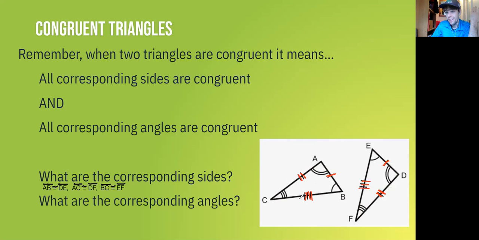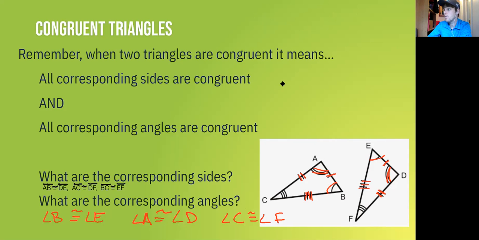What are the corresponding angles? So same idea here. We're just going to match up the angles that are marked the same. So we have a single arc here and a single arc here. So we'd say that angle B is congruent to and corresponds with angle E. Angle A has double markings. That goes with D. So angle A is congruent to and corresponds with angle D. And then the last one, three markings and three markings. So angle C is congruent to and corresponds to angle F. Pretty easy.